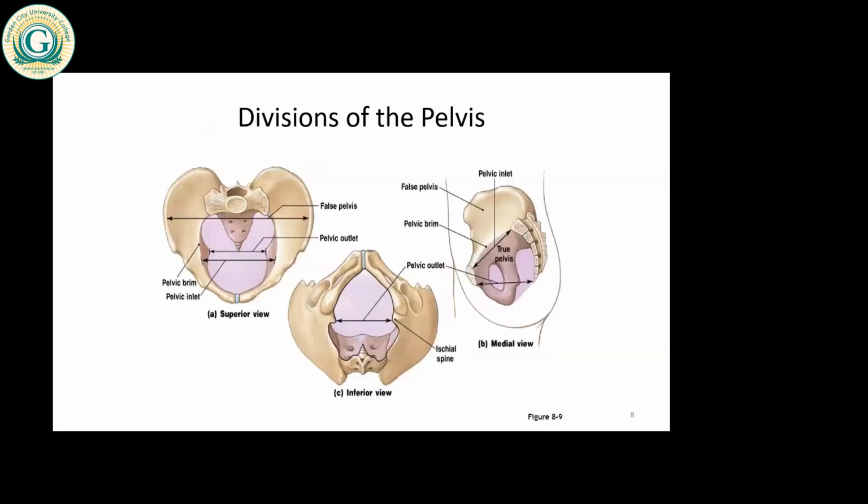So when you say the outlet, the inlet, the false pelvis, the true pelvis, please, it's in front of you. Okay? From the ischial spine to the ischial spine, we call the pelvic outlet. So when I say females tend to have a broader pelvic outlet as compared to men, you know which distance I'm talking about. Okay?